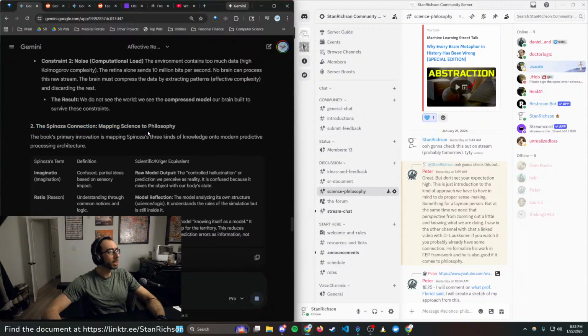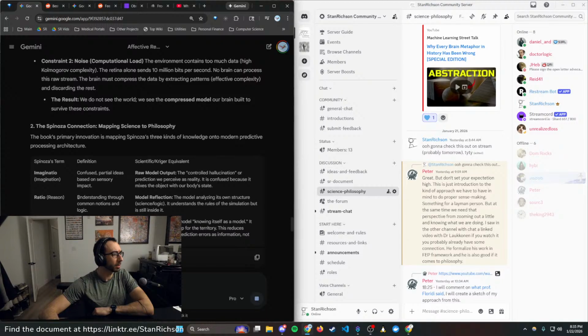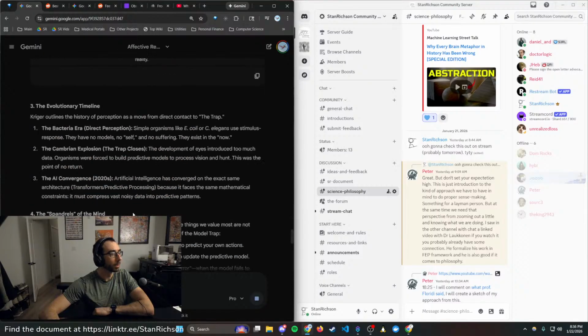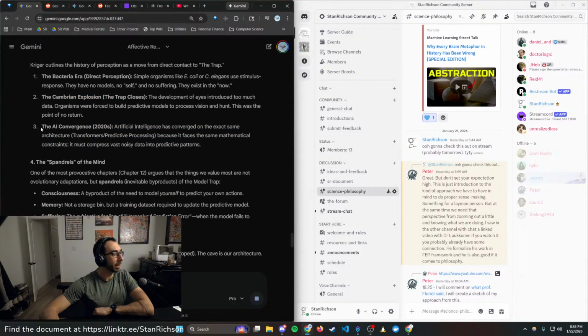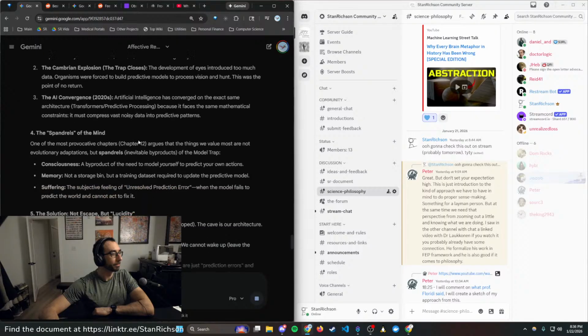The Spinozan connection, mapping science to philosophy. The book's primary innovation is mapping Spinoza's 3 kinds of knowledge onto modern predictive processing architecture. So we got confused partial ideas. We got understanding through common notions and logic, and then knowing the essence of things as modes of God. Whoa. So let's skip past there. The evolutionary timeline. Okay. And then AI convergence. I don't like that view, but okay.